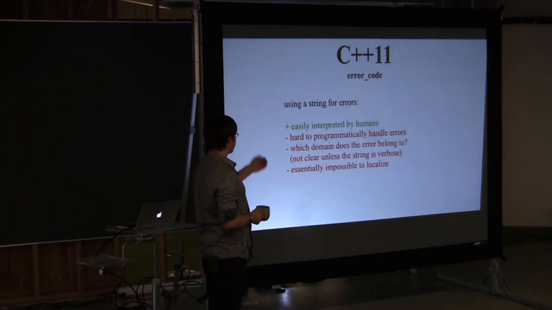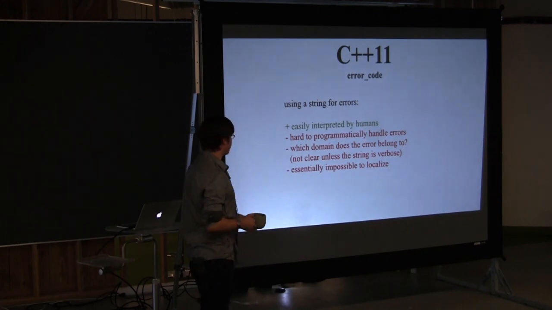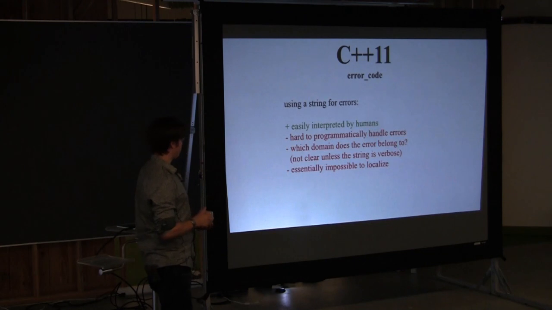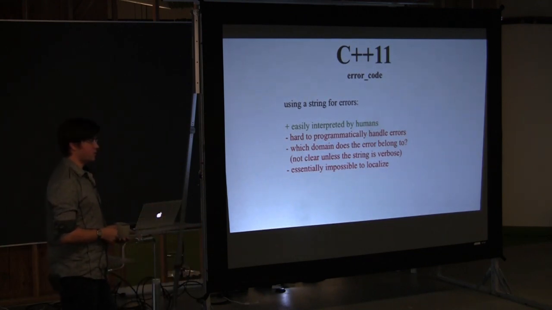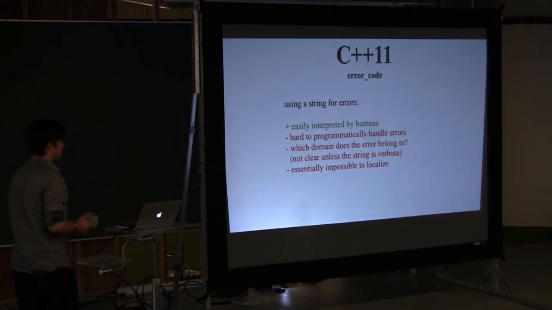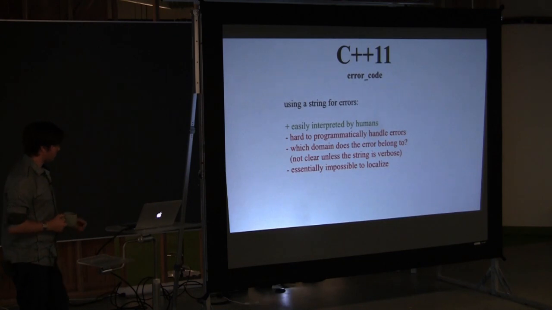If you use a string, it's easily interpreted by humans. In the debugger, you will see what's going on, probably, if you did it right. It's very hard to programmatically handle the errors. You would have to do string comparisons, and it wouldn't be very robust. If someone has a typo in the string somewhere and fixes it, your program will fail.